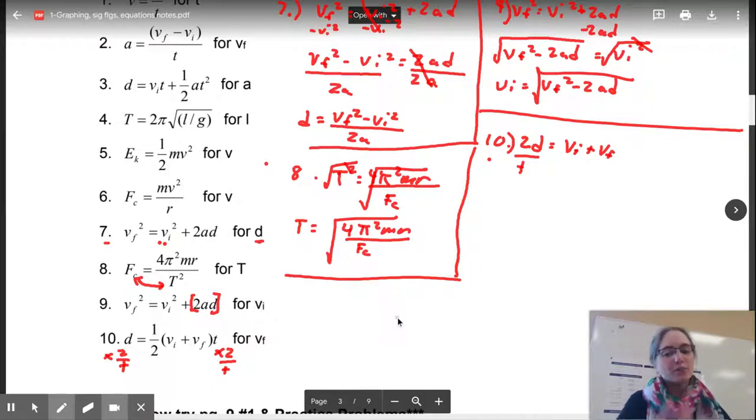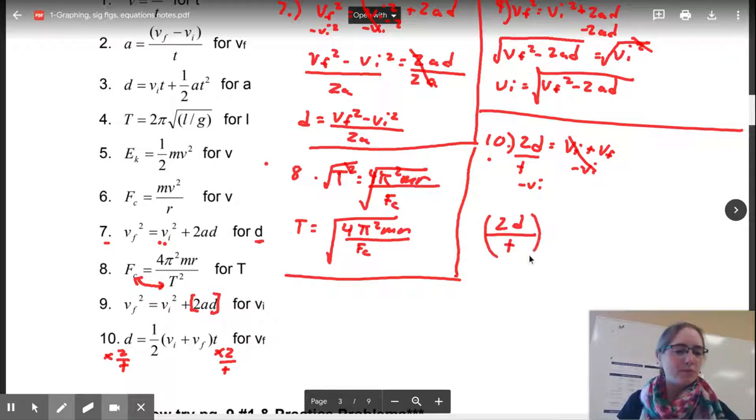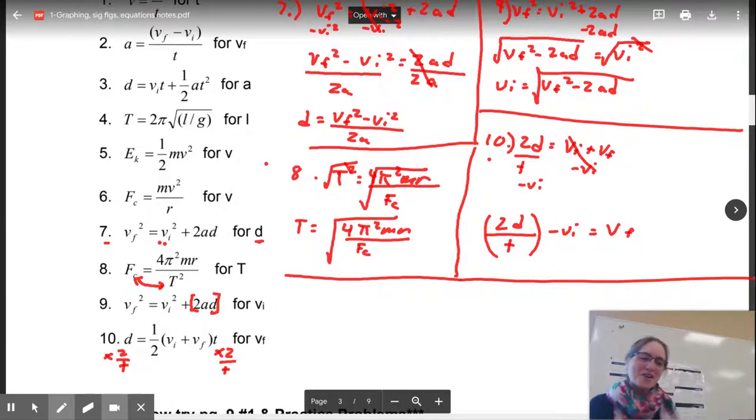Now I'm solving for vf, so I got to get rid of that vi. Well, they're adding, so I'm going to subtract vi from both sides. That cancels. So 2d over t. Now this is a whole term, so we got to keep that whole term together. Minus vi is going to equal vf. Rightio?